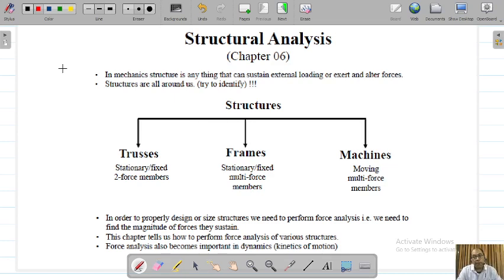Today we are planning to start our new chapter, which is frames and machines. The main chapter in which we're going to study is basically structural analysis, from R.C. Hibbeler, chapter 6. In this chapter, we're going to study three types of different structures. One of the structures is trusses, and this is going to be one of the parts of the structure. Other is frames, and the third one is machines.